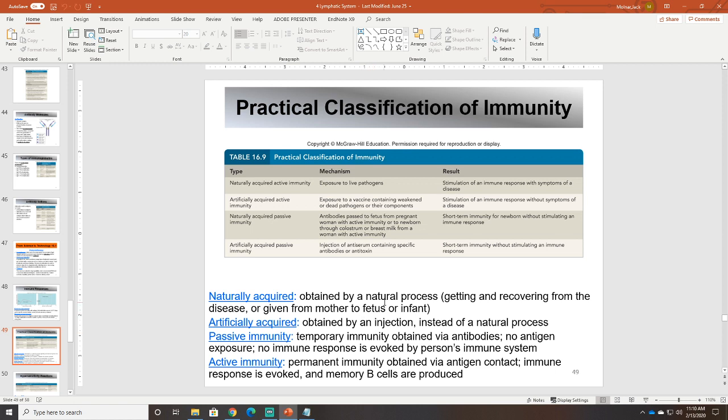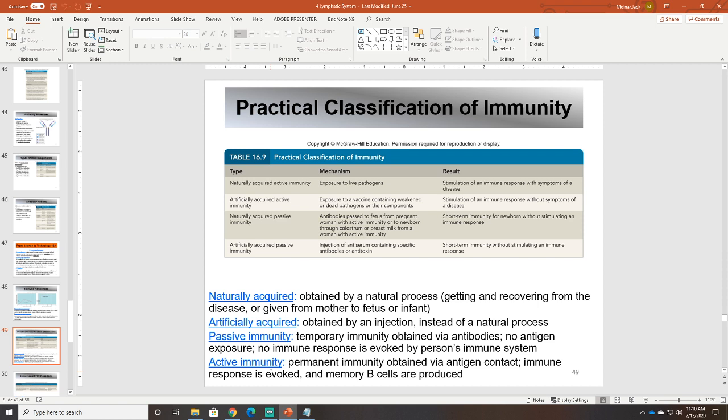Okay? So you can have naturally acquired passive immunity. You can have naturally acquired active immunity. Naturally acquired passive immunity would be like mother's milk. You are receiving it from a natural source, mother's milk, and it's passive because you're receiving her antibodies, you're not making your own. Naturally acquired active immunity would be like we said earlier, playing in the dirt.